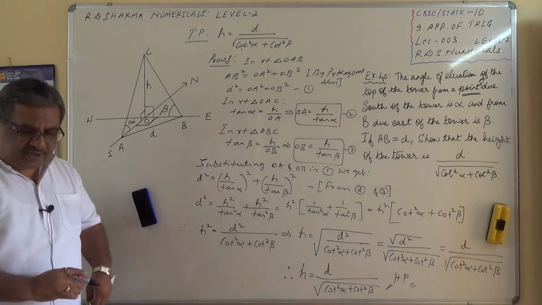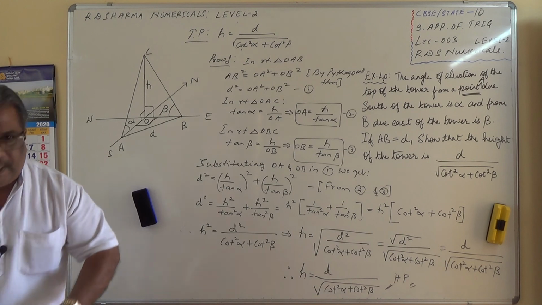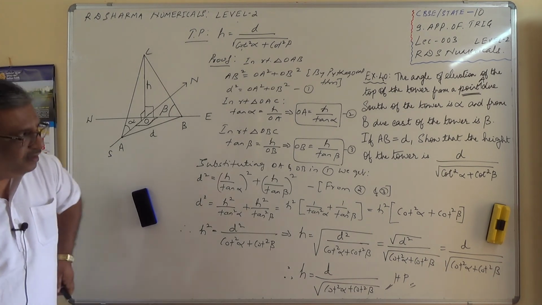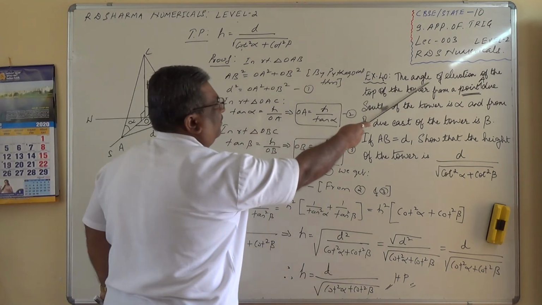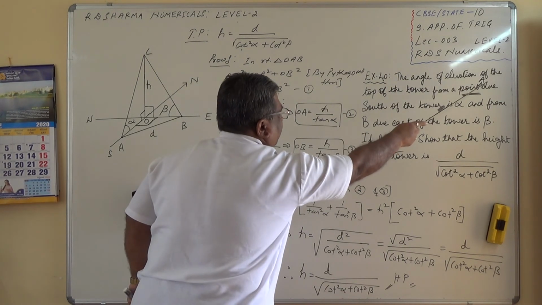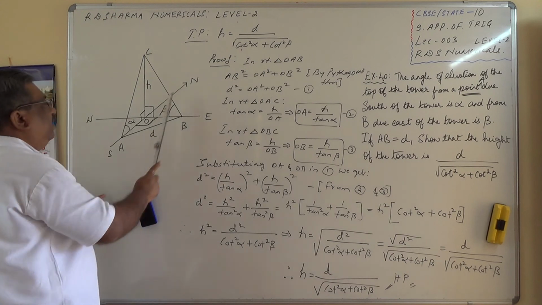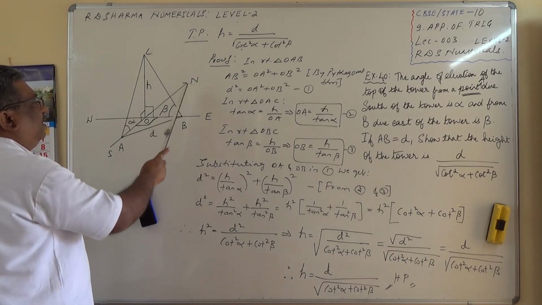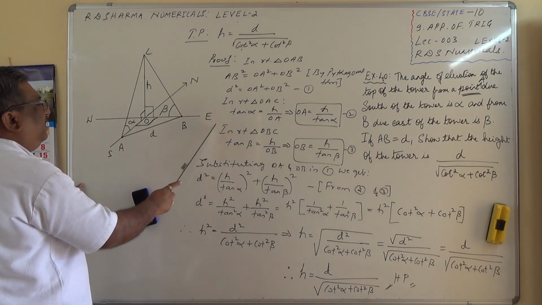I hope you have understood what I did. Once again I will explain it. See here, the angle of elevation of the top of the tower from point A due south. In this diagram, north, south, east, west.